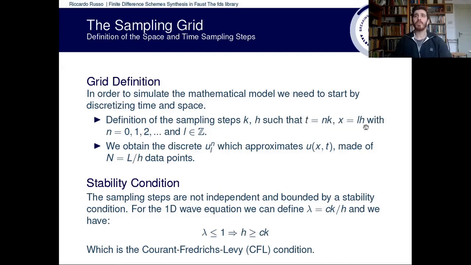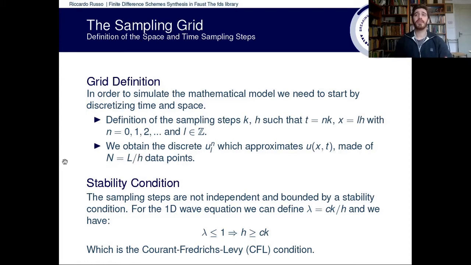Once we discretize our system and simulate it, what we obtain is a discrete u of l, n, which approximates the continuous solution to the system that we saw before. This discrete function will be made of N equals L over h data points, because the number of points depends on the sampling grid. So if our L is 1 meter, for example, a 1 meter long string, then the number of points depends on 1 meter over the sampling step.